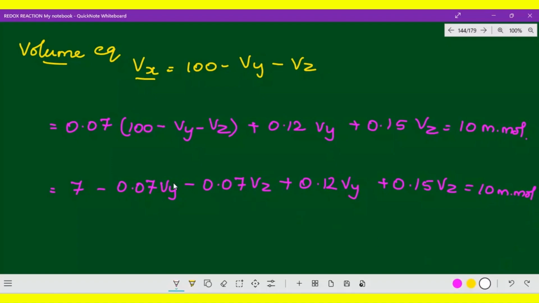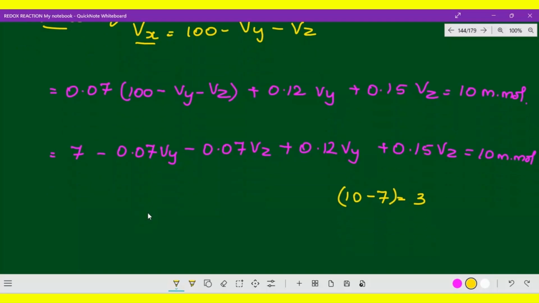Right, now here components 7 and 10 are there, no? So we bring it this side. So here 10 minus 7, this 7, no? Just bring it this side. So here you will get 3, right?